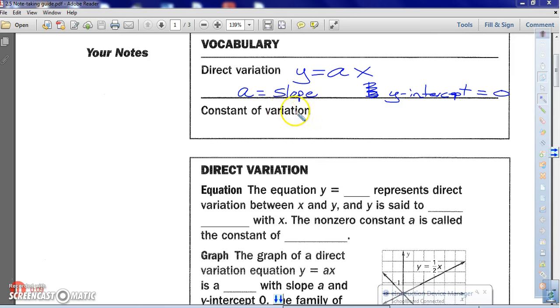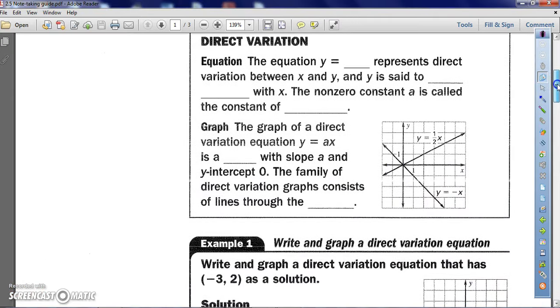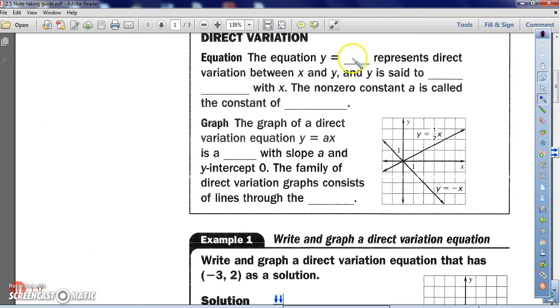Now the a, even though that's the slope if we were thinking of it as a linear equation, is also called the constant of variation. So that's the a value in that problem. When we're working with direct variations, we call it a constant of variation. So again, the equation y equals a times x represents direct variation between x and y.